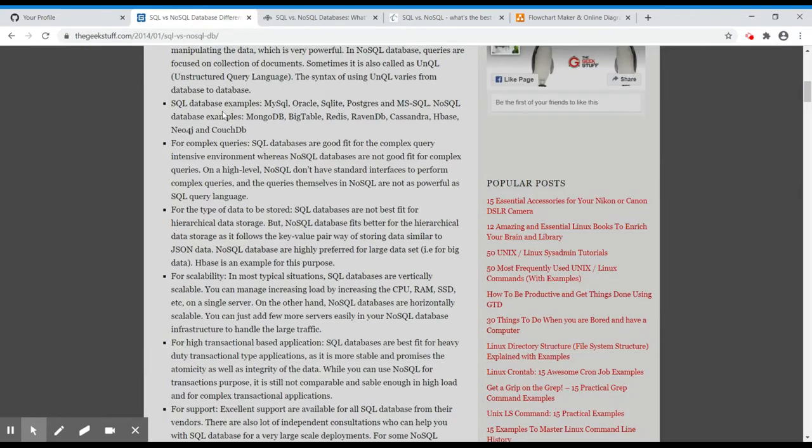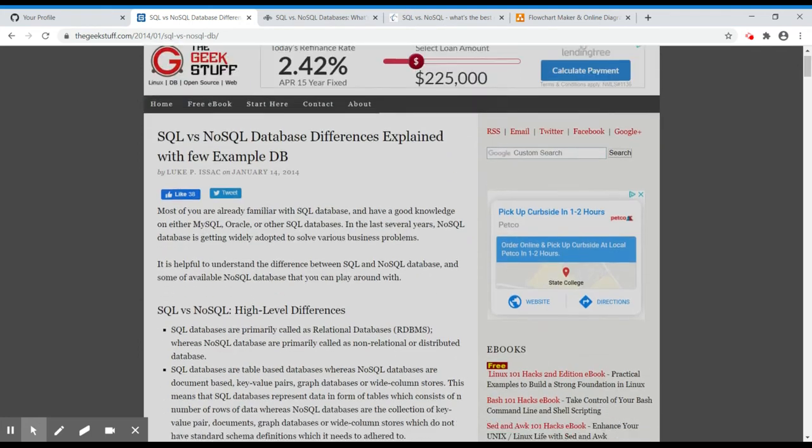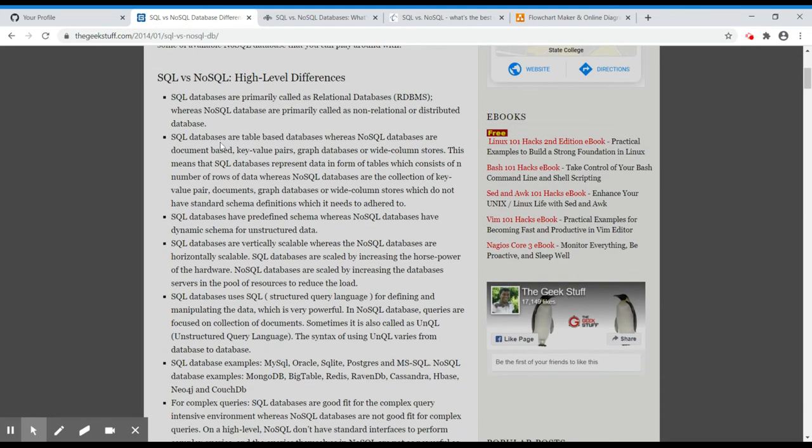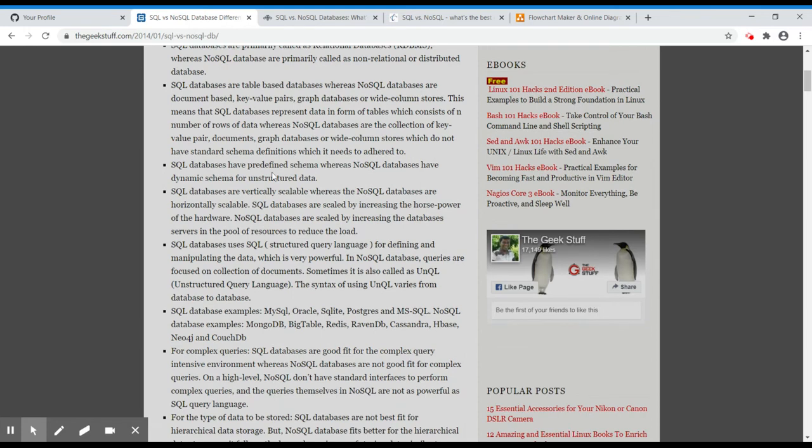So into the main part of the video, SQL versus NoSQL. The biggest difference is SQL databases are relational and NoSQL databases are non-relational. And it's pretty much from this that all the other differences stem, at least the major ones. Like SQL is table-based, NoSQL has a lot of different things: document-based, key-value pairs, graph databases. SQL is predefined, so you set up the whole thing, you know exactly how the data is going to be structured, and NoSQL databases are dynamic and they're for unstructured data.